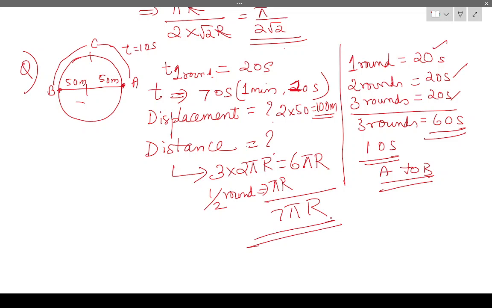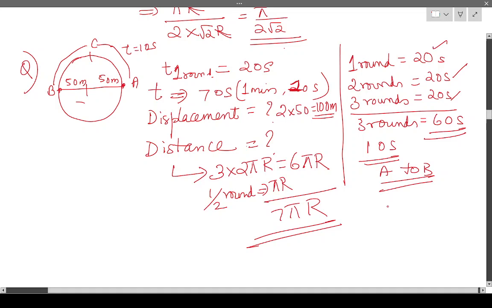So your displacement is 100 meter and distance is 7 pi r meter. Okay. So that much is the case and hope it is clear for everyone. And in the next session, we will discuss speed and velocity. And thank you.